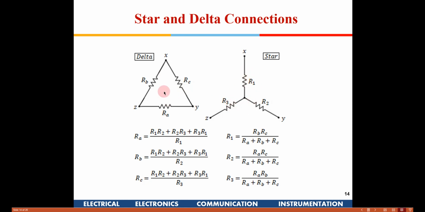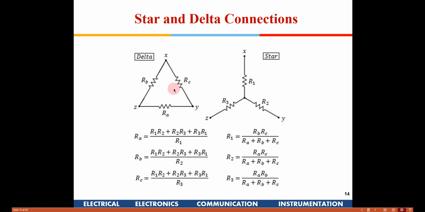Whenever we encounter resistances which are connected like this, there is a possibility that if we replace it with an equivalent circuit like this, solving the circuit will become easier. So that is the reason I have discussed this here. We'll take up some practical numericals in the tutorials, but let me just cover the equations here.